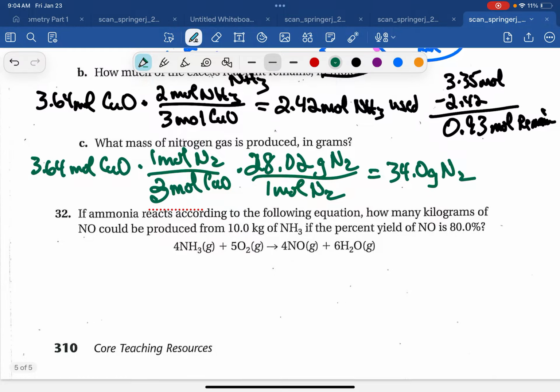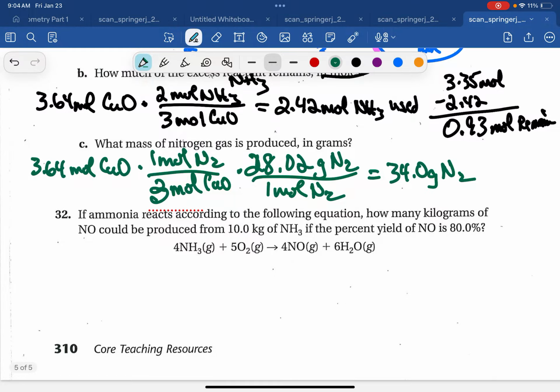And we got one more problem, and then we are done. What color? How about orange? If ammonia reacts according to the following equation, how many kilograms of NO can be produced from 10 kilograms of NH3? 10 kilograms. We want to know how many kilograms of NO. And it says here the percent yield is 80%. So don't get in too big of a hurry. Don't think you're done when you're not.